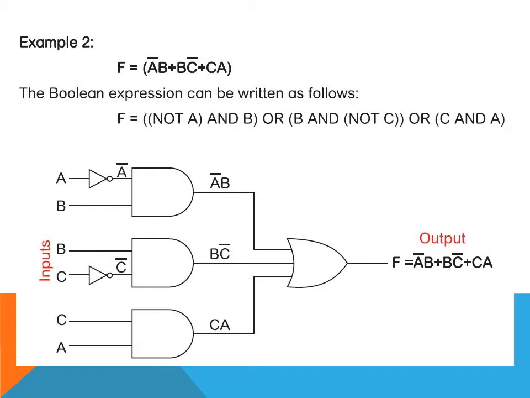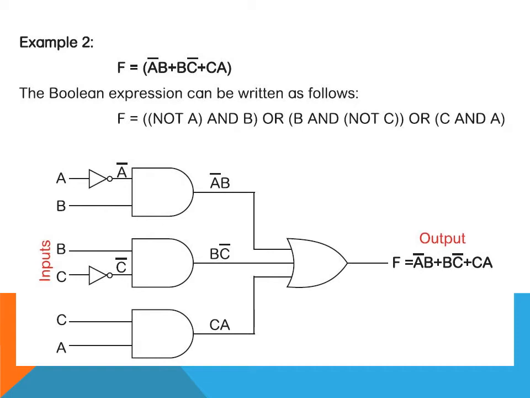So the Boolean expression can be written as follows. The function will be equal to not A and B, or B and not C, or C and A. So now when we are going to convert this into a logic circuit, we will always write the input A, put a NOT gate, and then we will get the output NOT A. The same thing for NOT C. The input will be C, there will be a NOT gate and the output will be C bar.